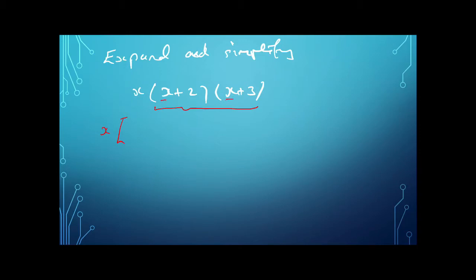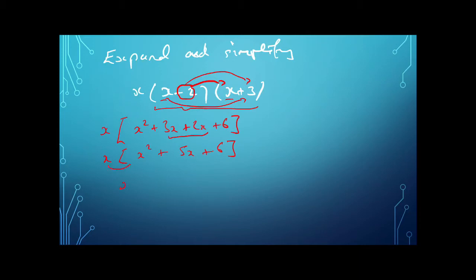So x times x is x squared, x times 3 is 3x, and now we go on to positive 2 times x, which is 2x, and then positive 2 times positive 3, which is 6. I'm going to simplify by collecting like terms, because that gives us 5x plus 6. Now we want to multiply that whole thing by x, so x times x squared is x cubed. x times 5x is 5x squared, and then x times 6 is 6x.